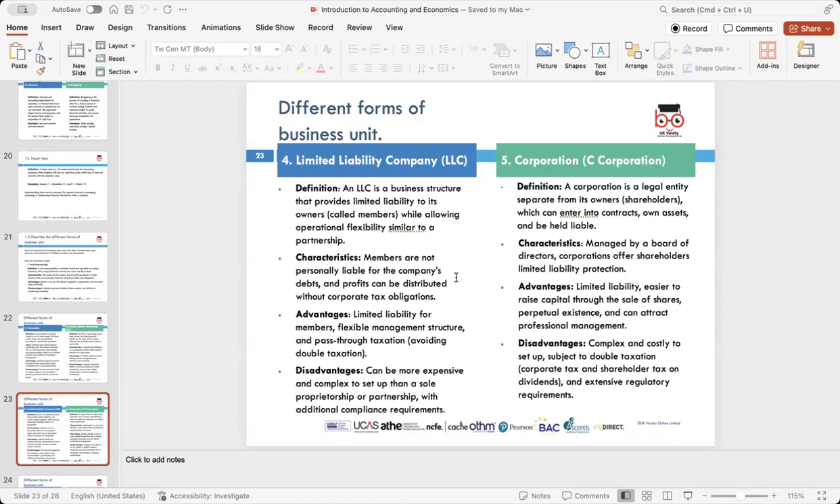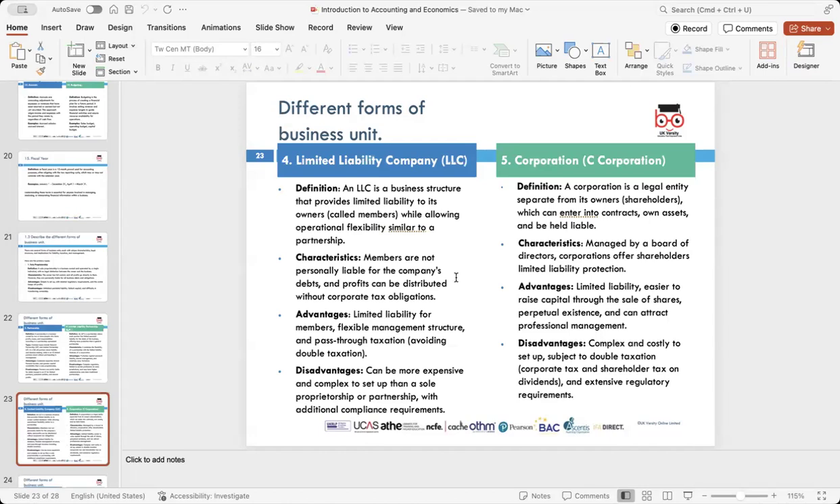Corporation: C corporation and S corporation. A corporation is a legal entity separate from its owners, known as shareholders. This means that the business itself can own assets, enter into contracts, and be held legally responsible for its actions. Corporations are managed by a board of directors and require compliance with regulatory requirements.